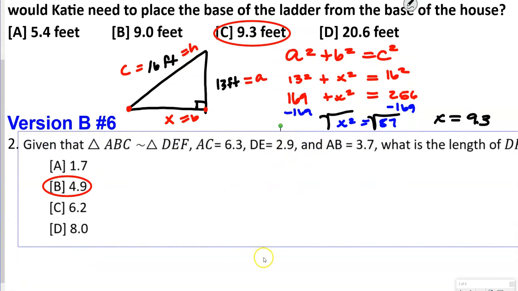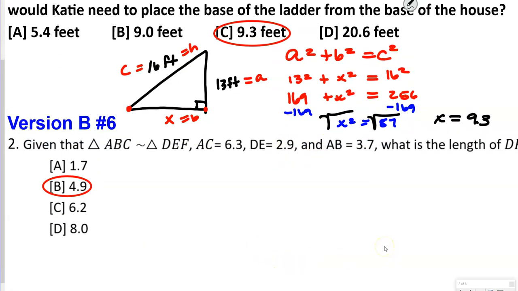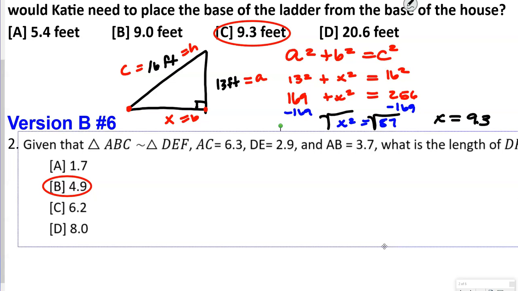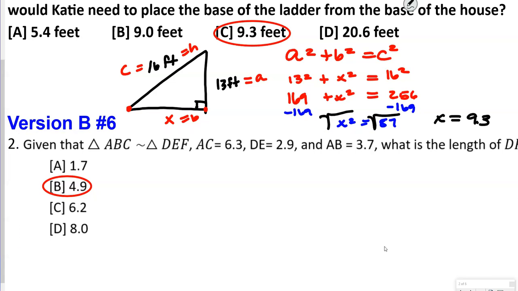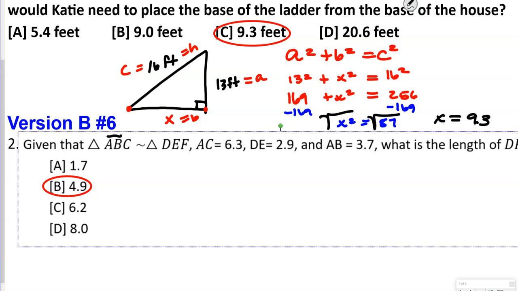So our next one says, given that triangle ABC is similar to triangle DEF, AC is 6.3, DE is so on. What is the length of DF? So we're going to map these letters, okay? That's what we're going to do. So I'm going to go AB maps to DE, right? So we're going to say AB over DE. And then we got our AC, right? So we got first, last. So that was AC on top and first, last, DF on the bottom, right? So this is what I would do first to map these letters to letters, okay?